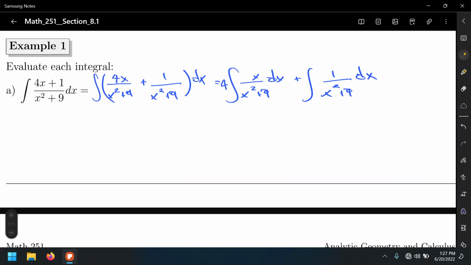All right, so in this case, let's have our u. Let me do the u sub. u equals x squared plus 9, and du equals 2x dx, where x dx equals 1/2 du. So from here we will make the u substitution, but okay, let's look at the second integral before doing the substitution.